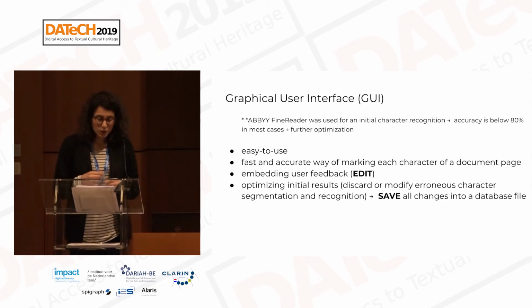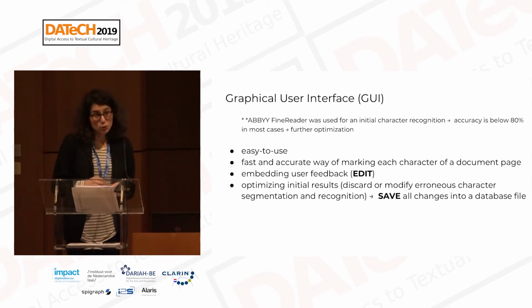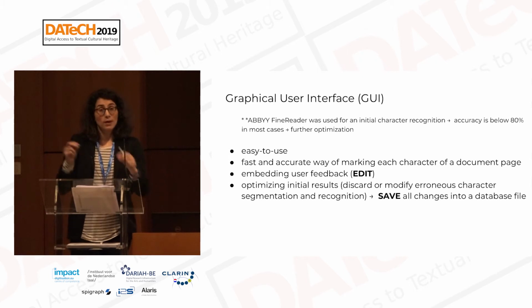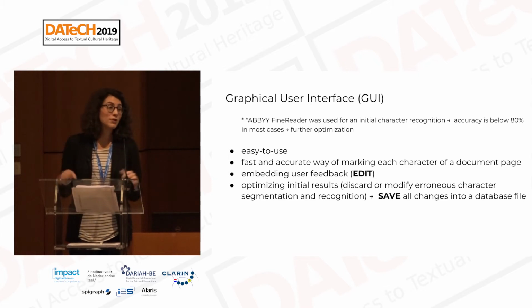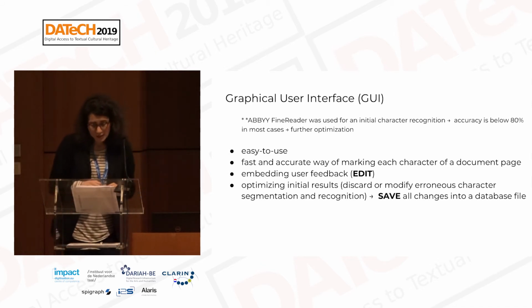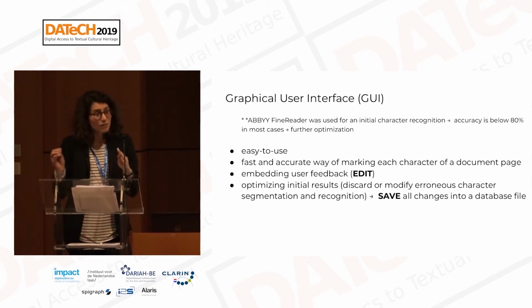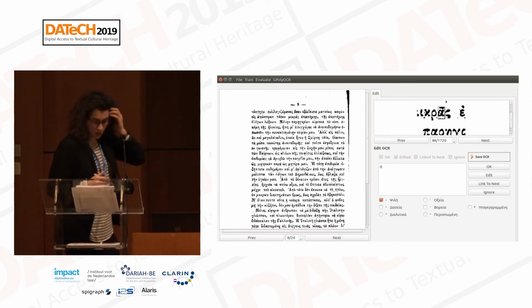In order to assess the train phase and the manual annotation, we developed a graphical user interface that is very easy to use. It's a fast and accurate way of marking each character of a document page. Also, it's super easy to embed user feedback by adding a possible polytonic accent to a character just by clicking buttons, without the need of typing special Unicode characters, which is very difficult to remember even for us as Greeks. So you can edit the end results very easily, and the user is able to discard or modify erroneous character segmentation and recognition results, and finally save all the changes and the correct character into a database file.